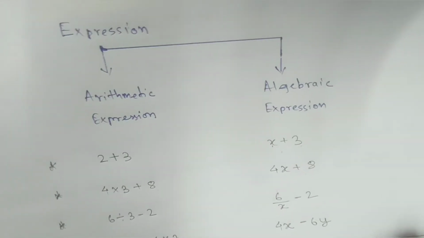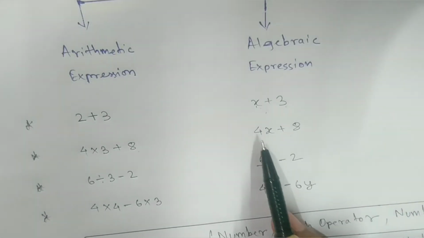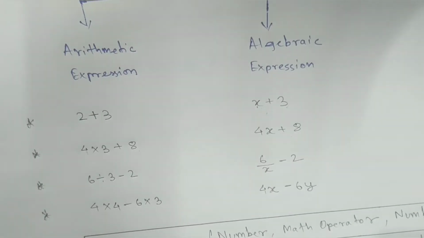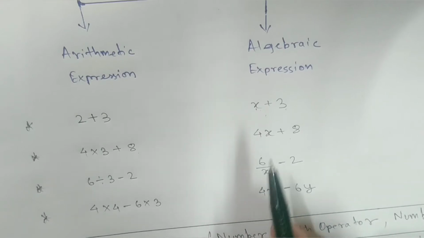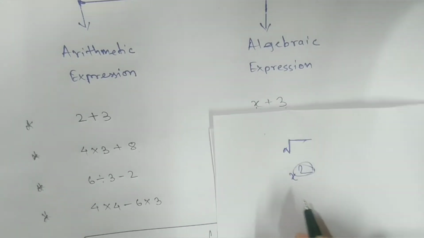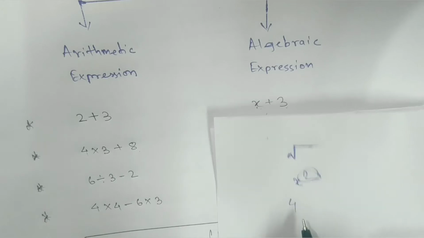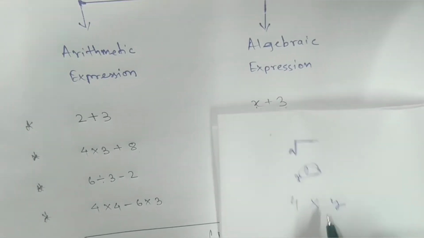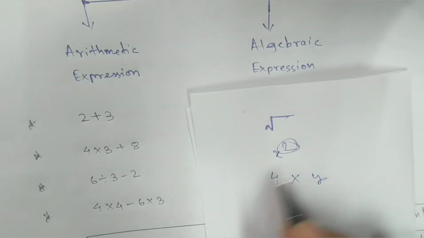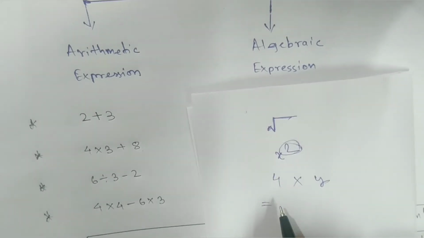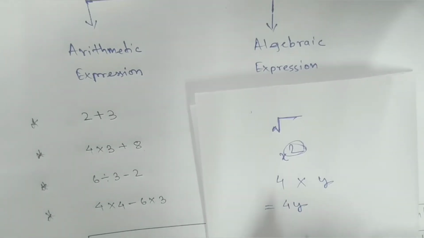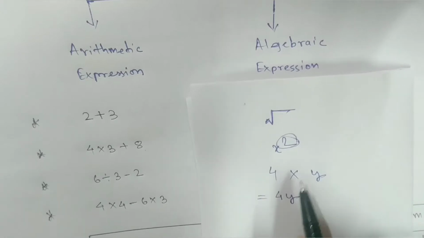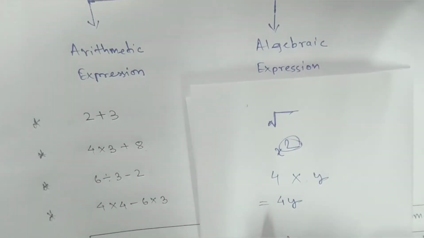Now here you can see I have written 4x plus 8. Now you may think, what is this 4x? What does it mean? When we take one value, that is a constant number, and we take one variable and we multiply both, then this expression can be written in another way, that is 4y. Remember, it is valid only for multiplication.